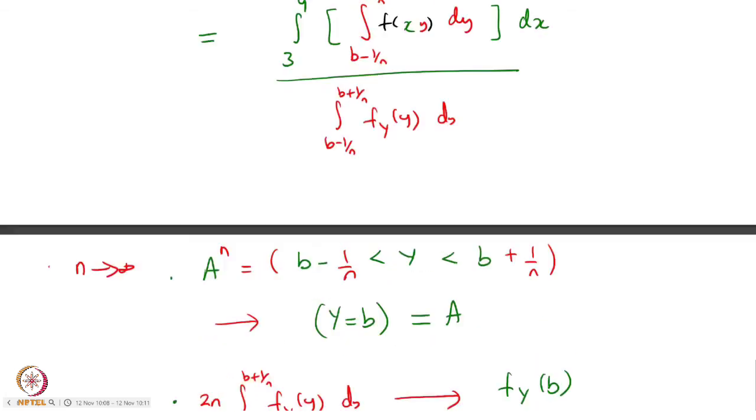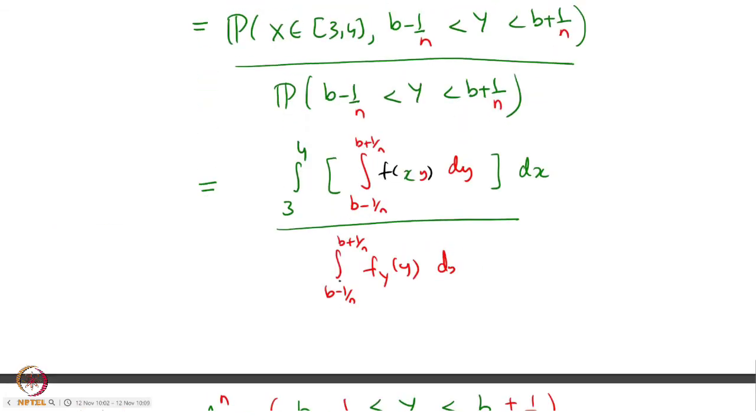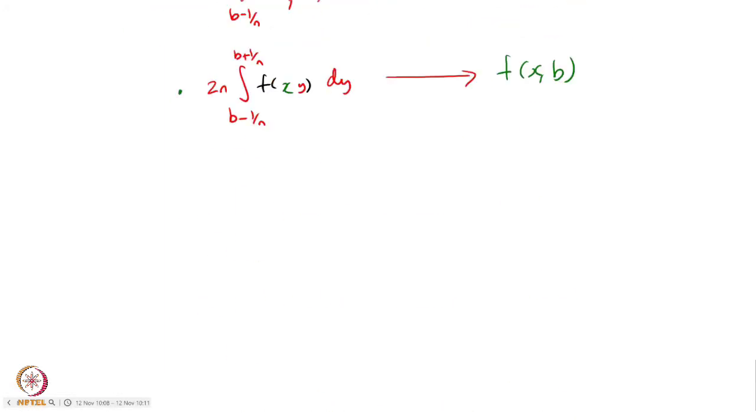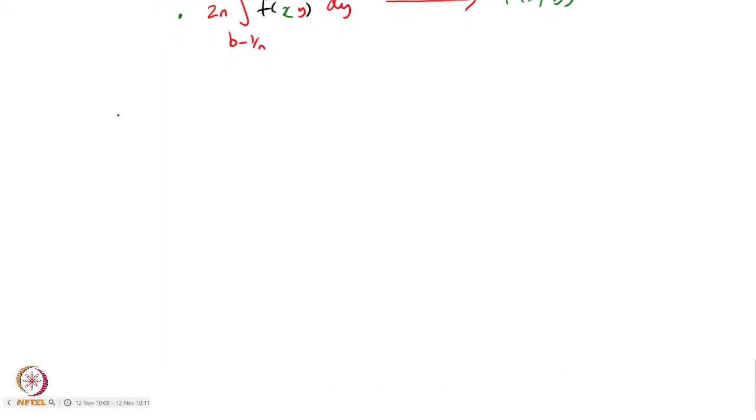So now if I use these three facts in the top guy, I can normalize both top and bottom by 2n. And what do I get? Something I have not made rigorous, but something I can think of, is that the probability, let me go back in green now, the probability of the event x is in the event 3, 4, given the event y equal to b.